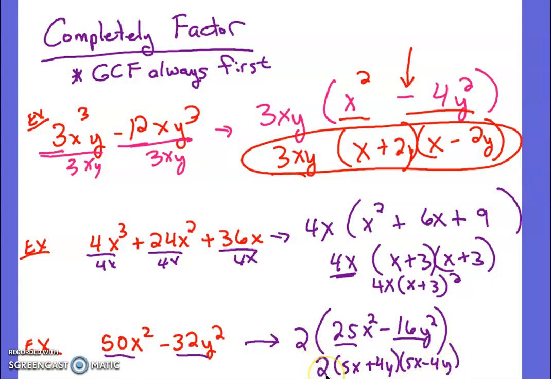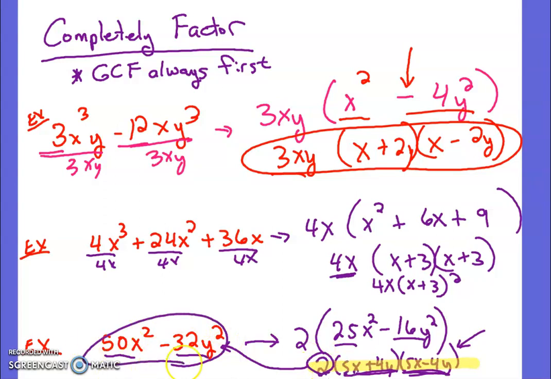Don't forget the GCF. So all of that is part of the answer. The 2 is part of it, and all of that factors completely down to that. That is your final answer. It's the same thing as this right here. The way to check it is if I FOILed those 2 parentheses, and then multiplied everything by 2, then it would equal this right here. It's a good way to always double check your answer.